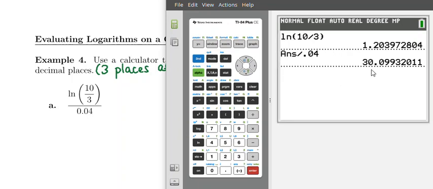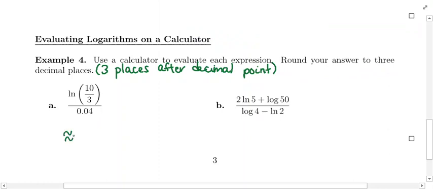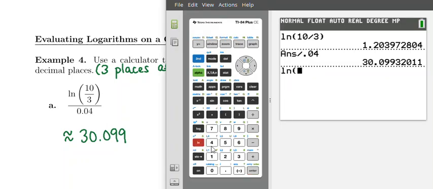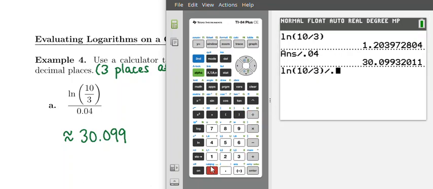We're going to round this to 3 places after the decimal point. So this is going to be approximately 30.099. I'll write that down. This is approximately 30.099. You could have put it in all at once: just do natural log of 10/3, close parentheses, that's imperative, and then divide by 0.04. There you go. It's up to you.